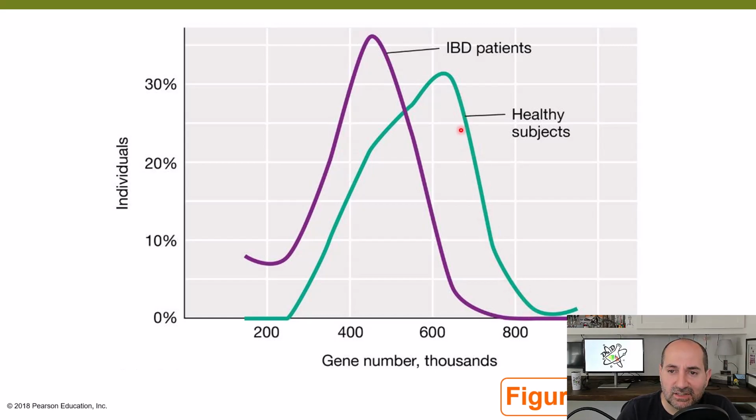And this is linked with a healthy gut. Having more diverse organisms in the gut is linked to better gut health. However, patients with IBD exhibit a lower gene number. This is indicative of a lower diversity of gut bacterium and gives you the propensity to develop IBD.